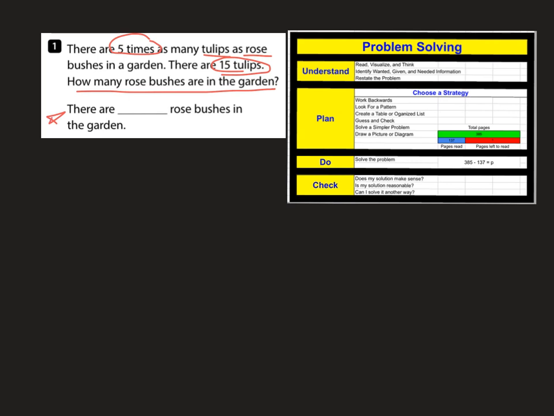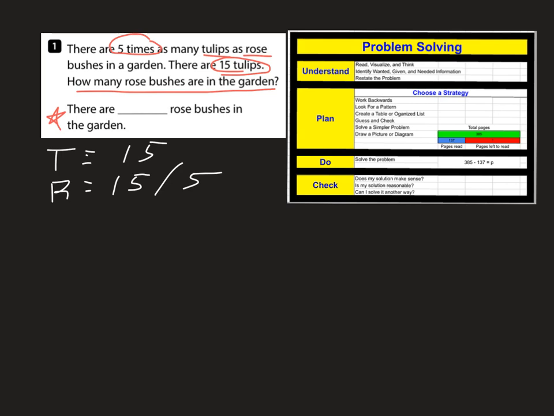So we have restated the problem here. There are blank rose bushes in the garden. Alright, so let's decontextualize this. Let's pull out all of our important information. I have my tulips and I have my rose bushes. Alright, so I know that my tulips are 5 times more than my rose bushes. So it gives me my tulips as 15. And since I know that the tulips are 5 times greater than the roses, I will have to divide to find the value of my roses. So we have 15 divided by 5.